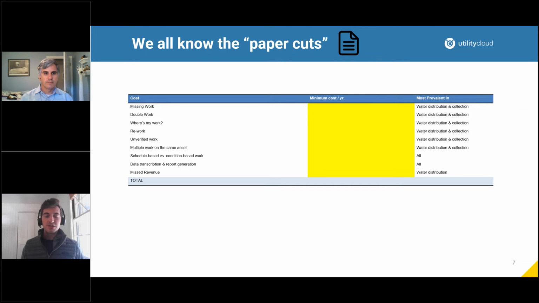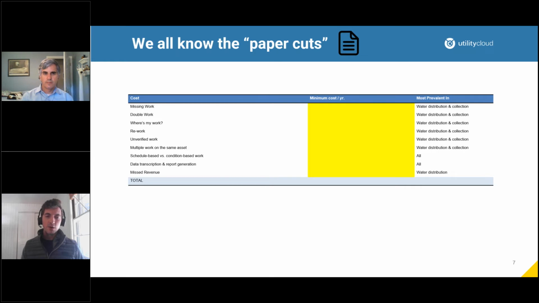Where's my work? Just the amount of time that is wasted on the question of where. So think about someone who's new to the operation, someone doing a new task. How much time is being wasted in that onboarding process on very simple questions, like, where is the thing that I'm supposed to be doing work on right now? Where am I supposed to go to exercise this valve? Rework.